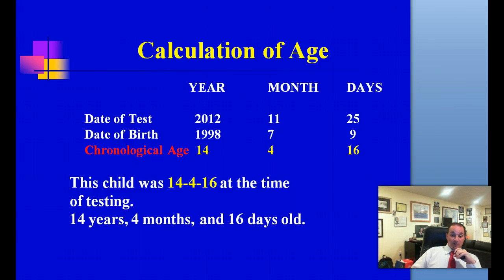So this child was 14 years, 4 months, and 16 days old at the time of testing. Again, 14, 4, 16 at the time of testing. And we got that by going 25 minus 9 for our 16, 11 minus 7 for our 4, and 2012 minus 1998 for our 14. Again, starting from the days column, then going to the month column, and then going to the year column.